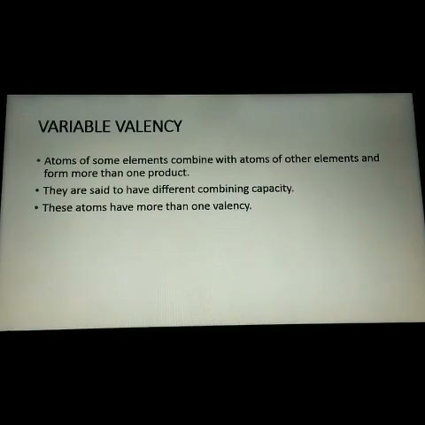In the case of cuprous oxide, its molecular formula will be Cu2O, whereas in the case of cupric oxide, the molecular formula will be CuO. So in Cu2O, the valency of copper is 1, and in CuO, the valency of copper is 2. For lower valency, the suffix OUS is attached at the end of the name of the metal. For higher valency, the suffix IC is attached at the end of the name of a metal.